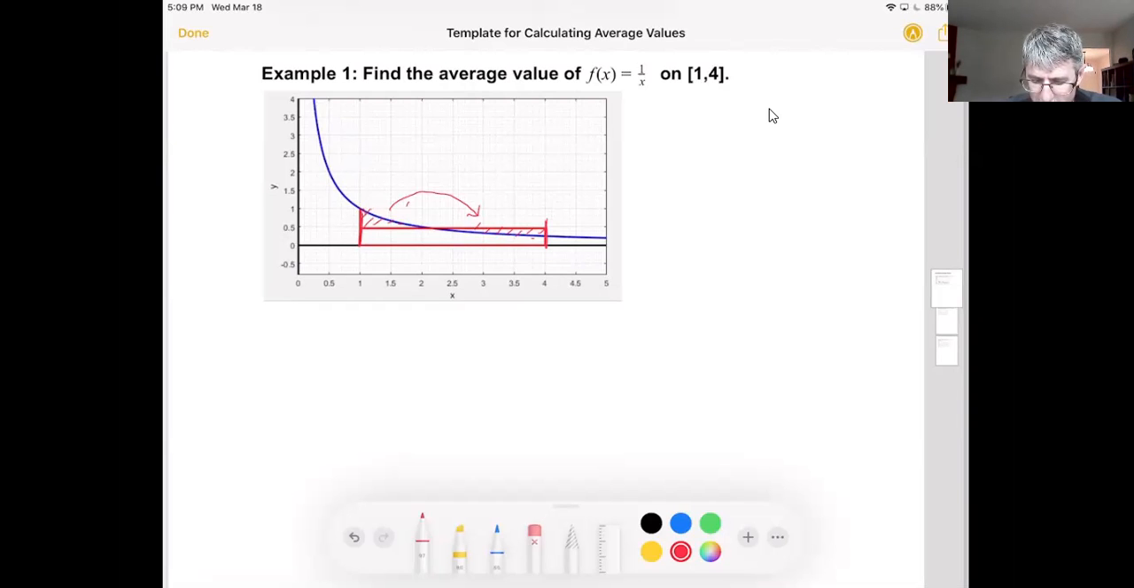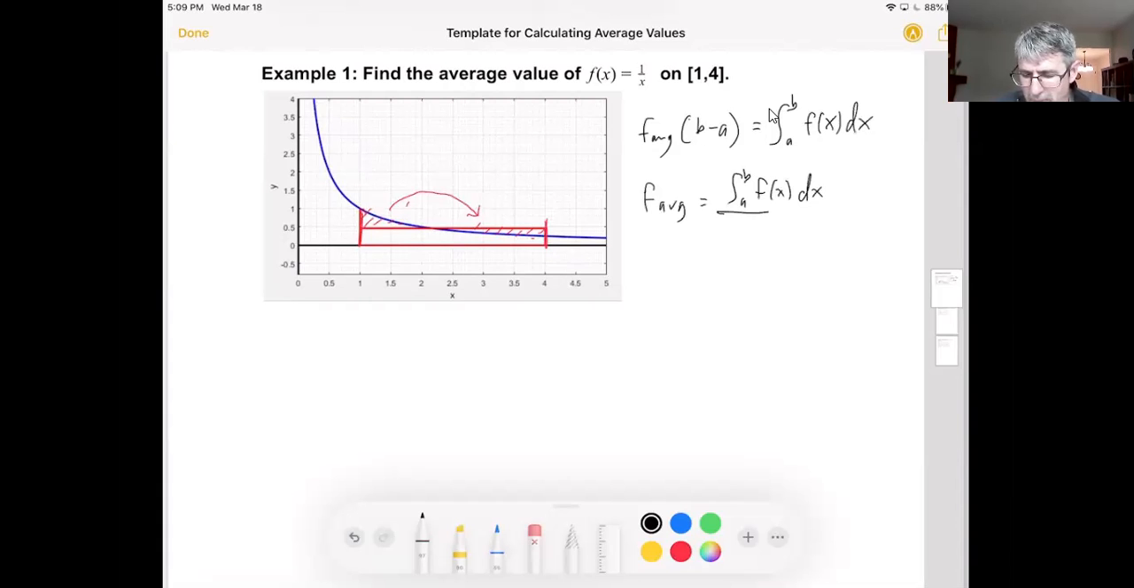So like we had said in the previous video, we know that the average height of the red box times its width, which would be b minus a, must be equal to the integral under the blue curve, which would be the integral from a to b of f of x dx. And so then to find the average value, we just need to take the integral from a to b of f of x dx and put that over the denominator b minus a.